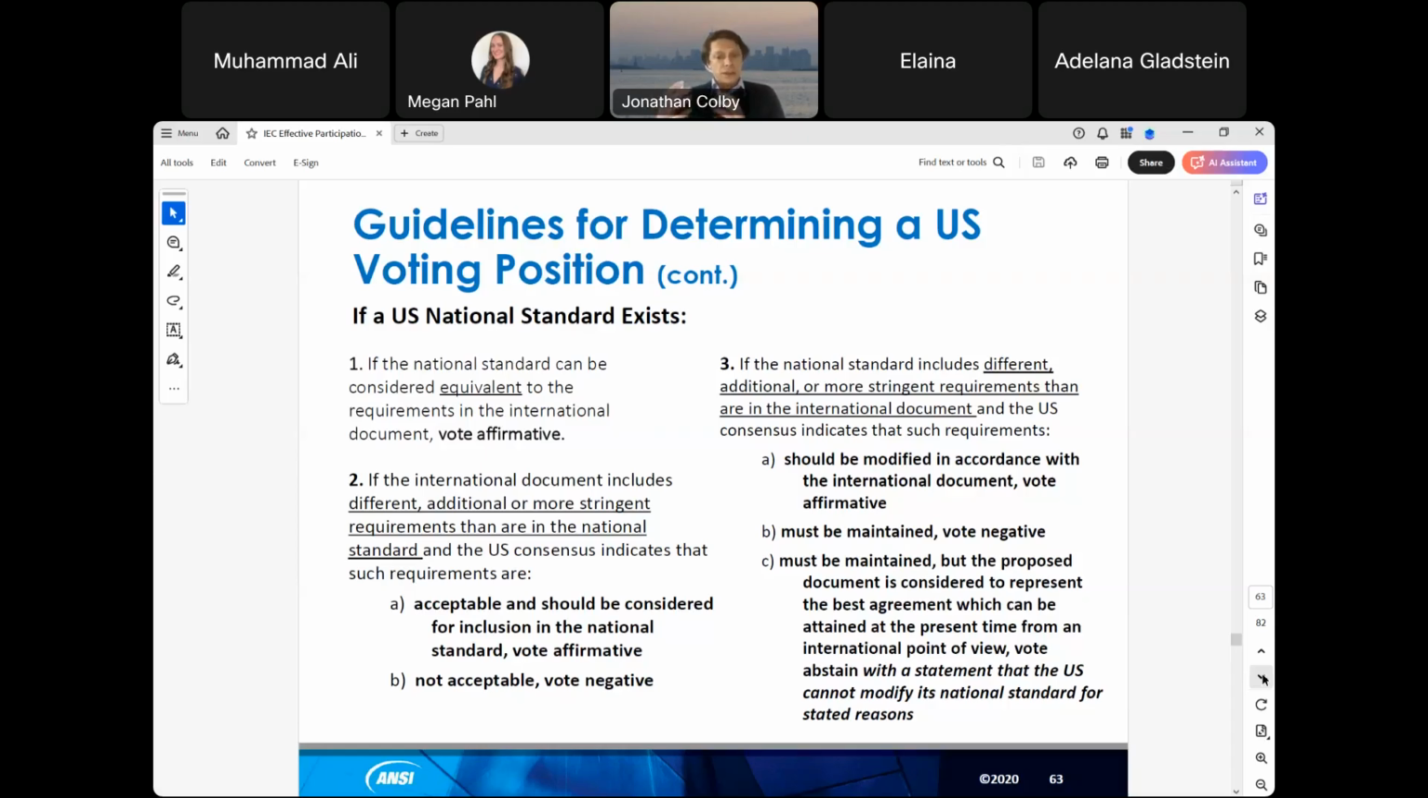But if they must be maintained, but the proposed concept or document is considered to represent the best agreement which can be attained at the present time from an international point of view, the guidance is to vote abstain with a statement that the US cannot modify its national standard for stated reasons.